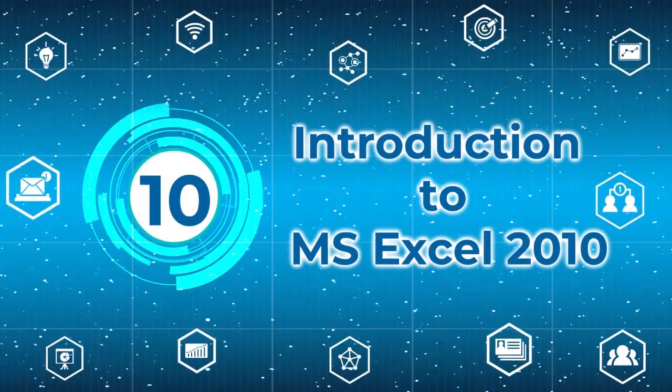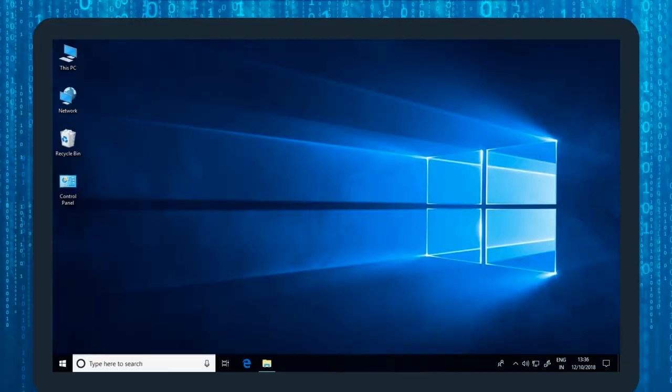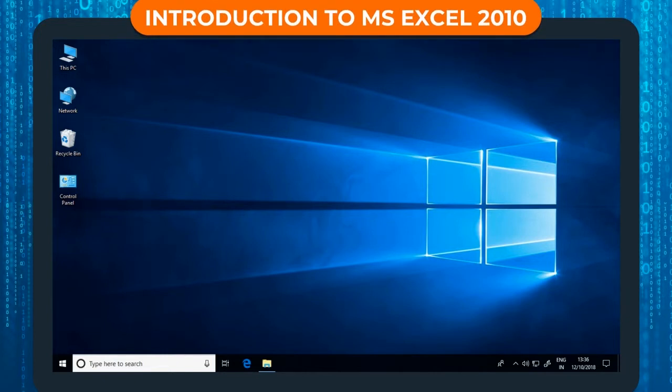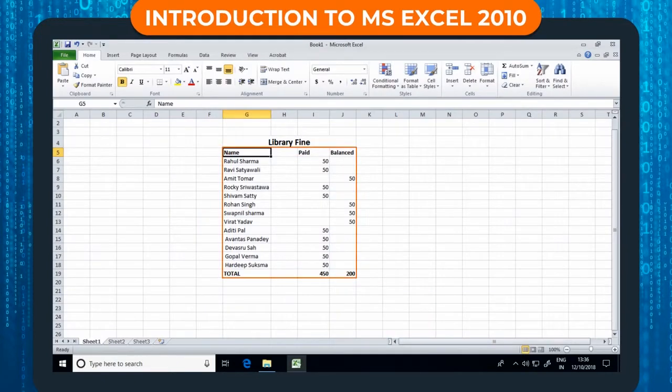Introduction to MS Excel 2010. The class teacher asked Atul to make a list of students who had failed to pay their library fine. He was asked to collect the amount from them.